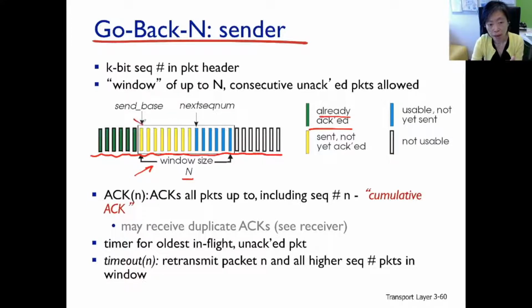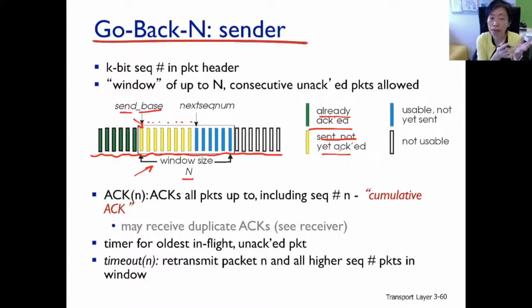And yellow packets, starting from here, the send base. This is the first packet that has been sent out and not yet acknowledged. And there will be a number of these. So yellow ones are the packets already generated and sent, but not yet acknowledged.